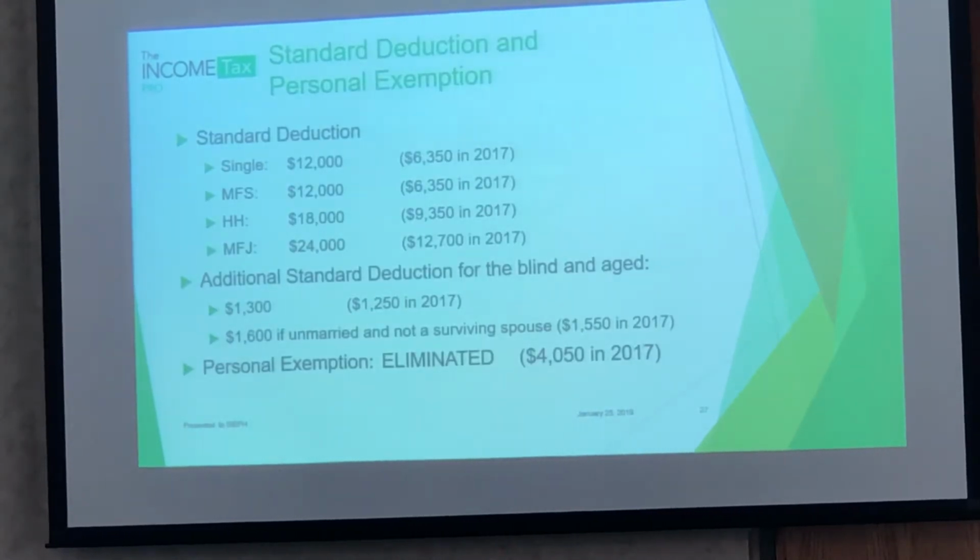So I wanted to tell you about the standard deduction. We were talking about that change. We're no longer getting the personal exemption. It was eliminated. In 2017, it was $4,050 per person. That's gone. But look at this. Single person before had a $6,350 standard deduction. Now it's $12,000. Married filing jointly used to be $12,700. Now it's $24,000.